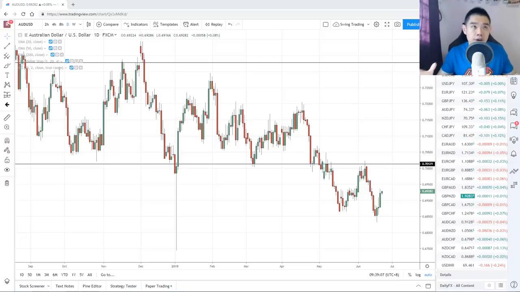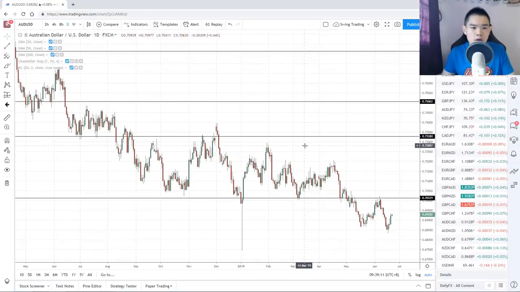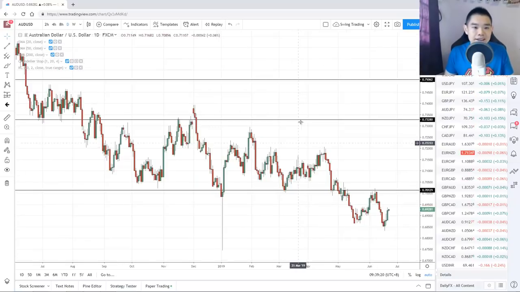So to kick things off, the first pair that I want to share with you is Aussie dollar. You can see this market is in a downtrend. And you know that Rayner loves to trade with the trend. So what is the trend? Well, it's a downtrend, I just said that. And how do you identify a downtrend? It's quite simple, really. You can just look at market structure.